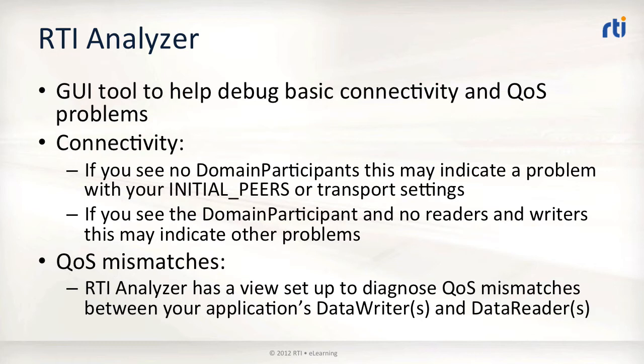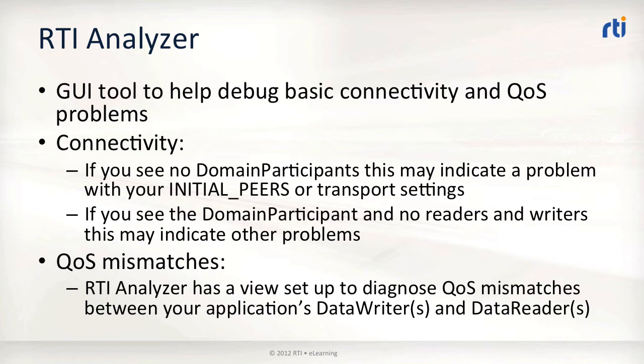So the first thing that you might see if there's a connectivity problem is you may see no domain participants at all. If that's the case, then what you should check is you should check to see if your initial peers are set correctly. By default, initial peers includes a multicast address, and so if multicast is working on your network, you should be seeing domain participants.